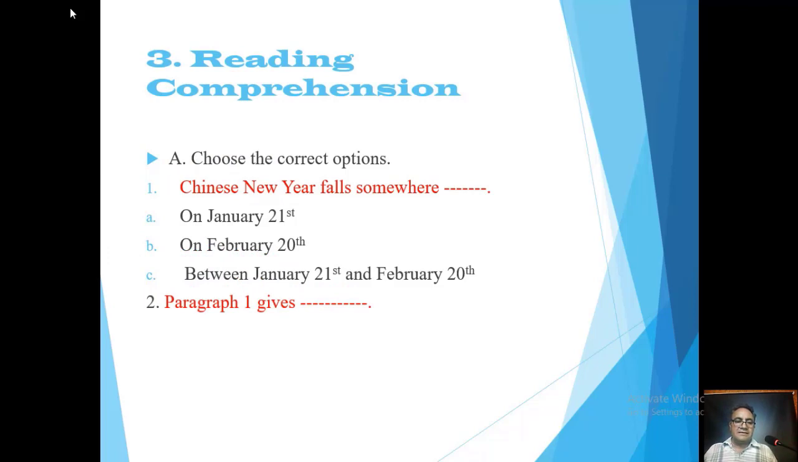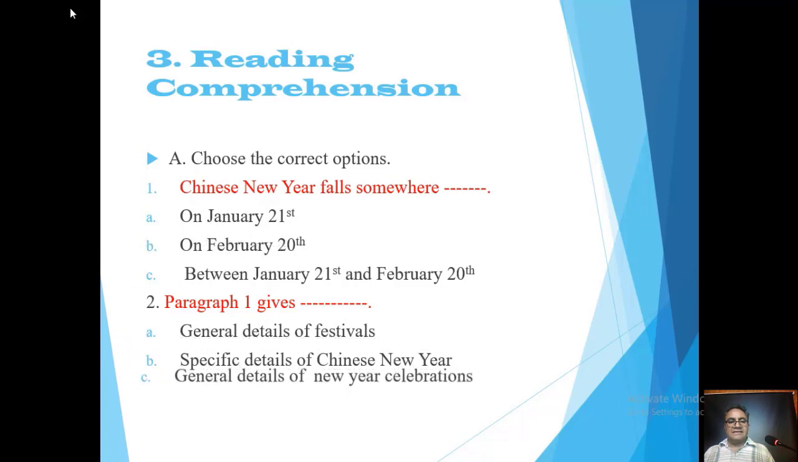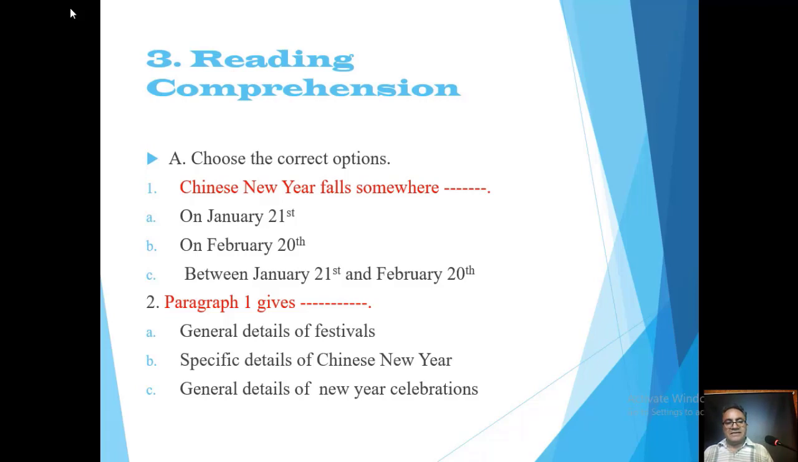Next question is, paragraph number 1 gives: A, general details of festivals; B, specific details of Chinese New Year; and C, general details of New Year celebrations. If you read the paragraph number 1 carefully, you will know that option B is correct, specific details of Chinese New Year.